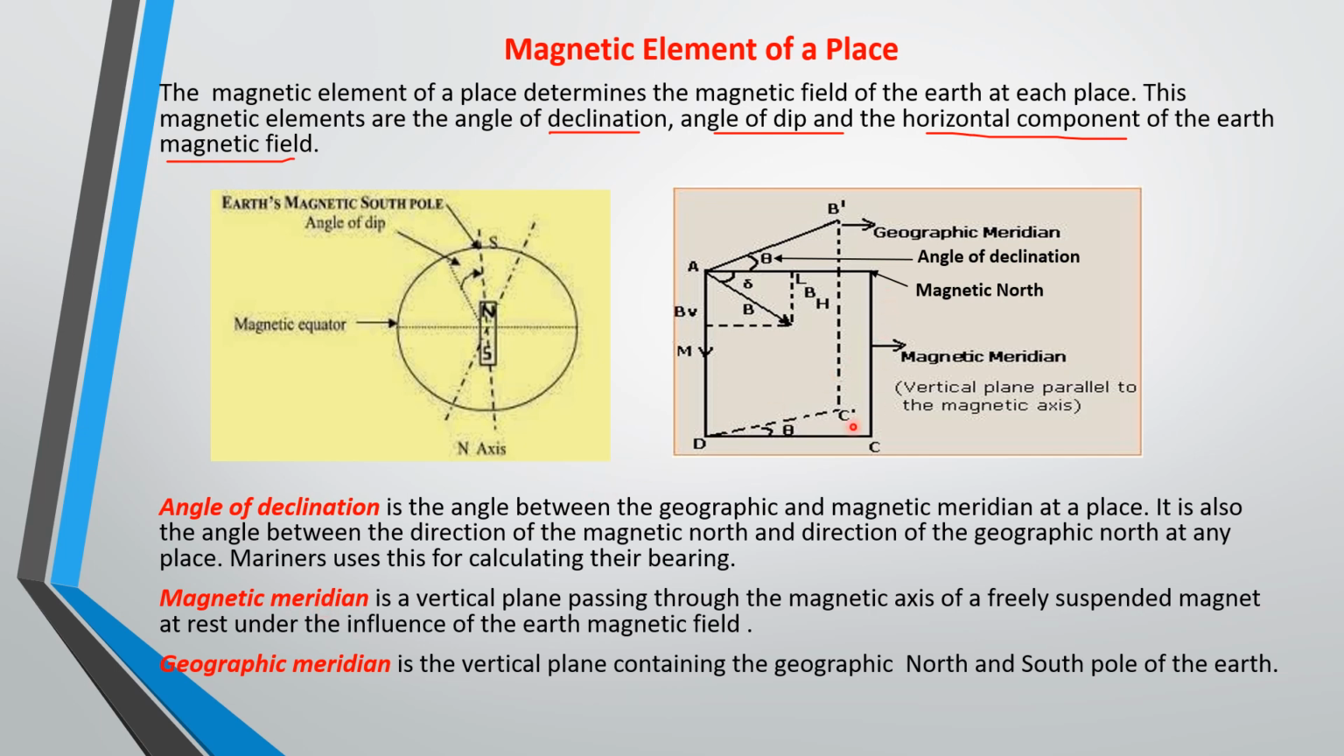The magnetic meridian is a vertical plane passing through the magnetic axis of a freely suspended bar magnet at rest under the influence of the Earth's magnetic field. So this is the magnetic meridian.